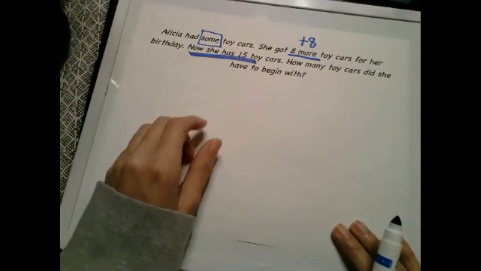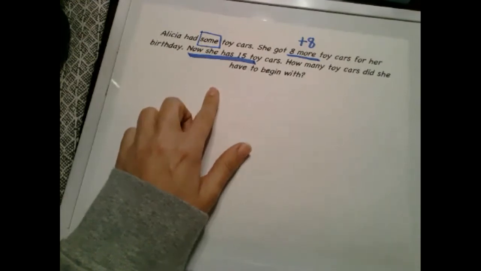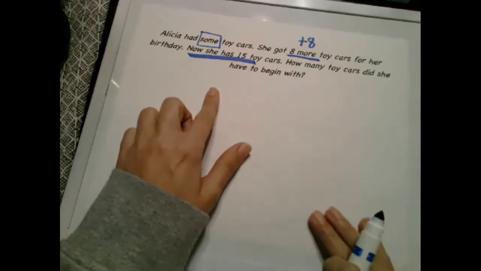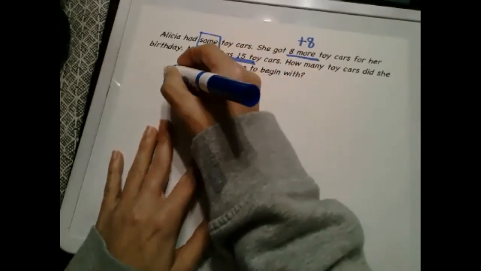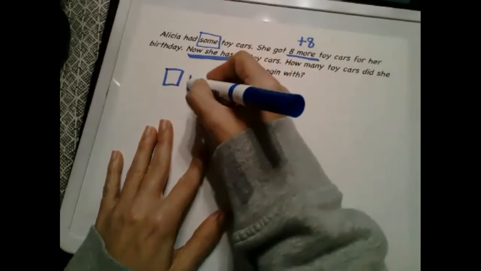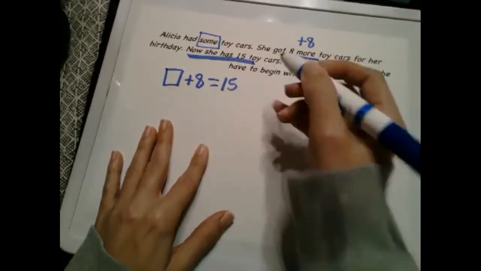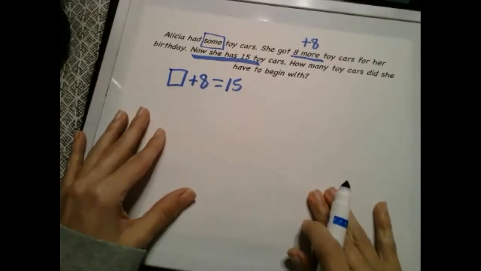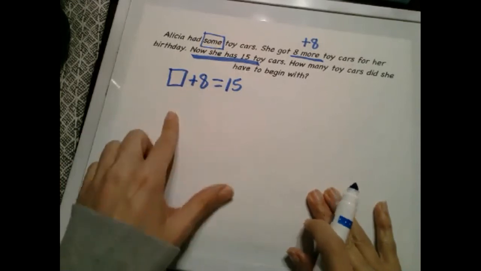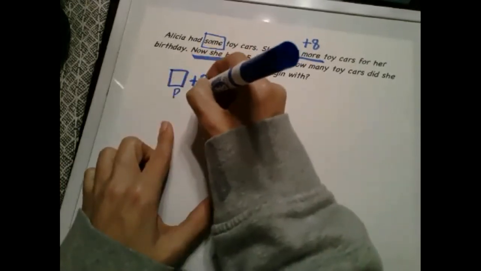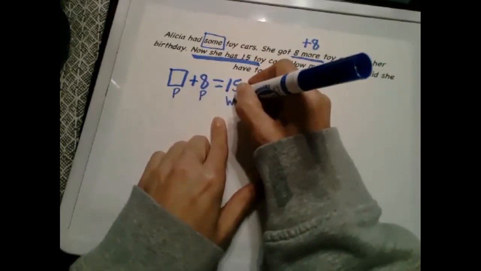Go ahead and write your equation on your paper or your board, and when you're ready, hit play. Great thinking, guys. So I start with my sum. I add my 8 more, and now I have 15. So, I know I can only add my 2 parts together. So I know this is a part, this is a part, so this must be my whole.